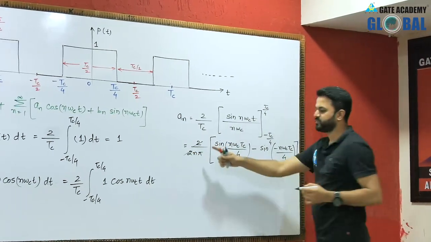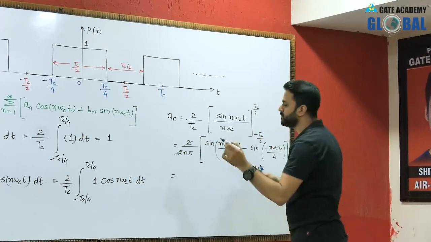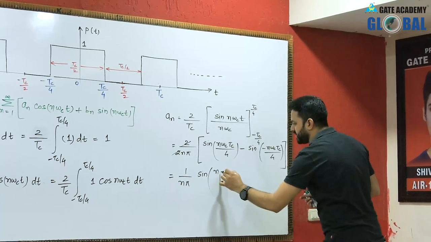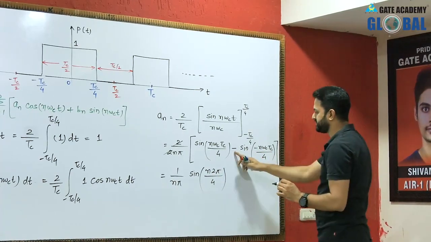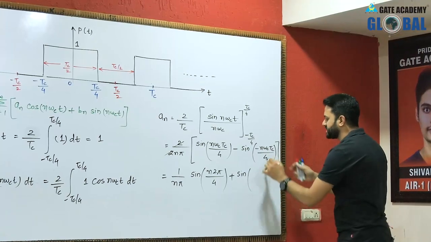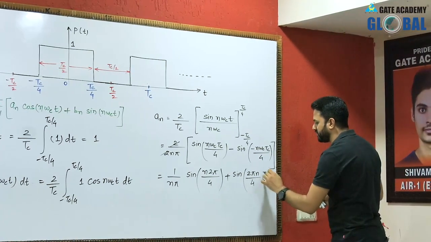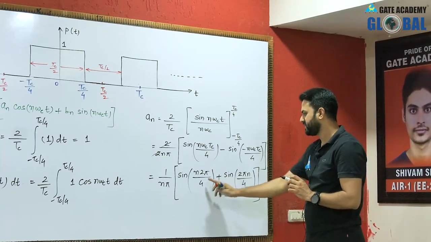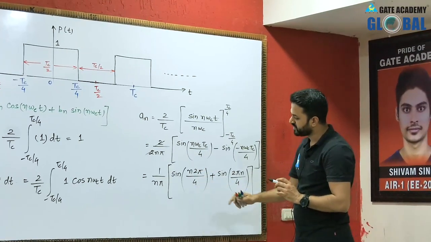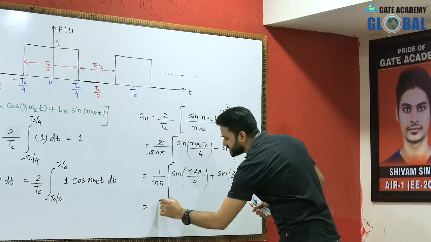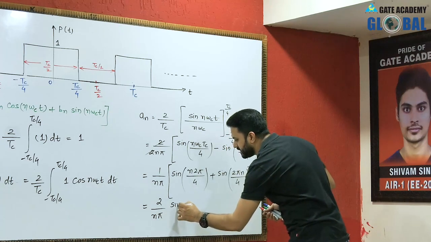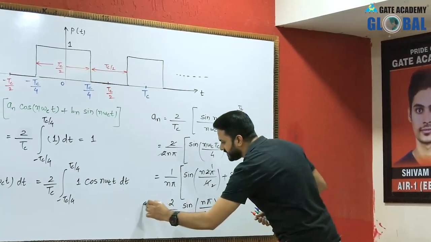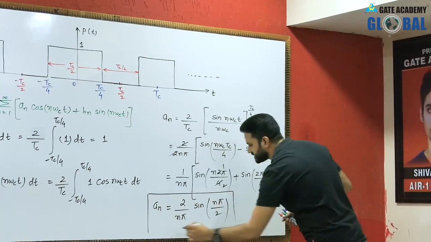Now this 2 and 2 will get cancelled, 1 upon n pi. This omega c Tc is again 2 pi. So we can write 1 upon n pi sin in bracket n into 2 pi by 4. This minus and minus will be plus, sin of omega c Tc, which is 2 pi, into n divided by 4. So this is also 2 n pi by 4, this is also 2 n pi by 4, these will be added, and we can cancel 2 and 4, and we finally get an as 2 upon n pi sin n pi by 2. This is the value of an.